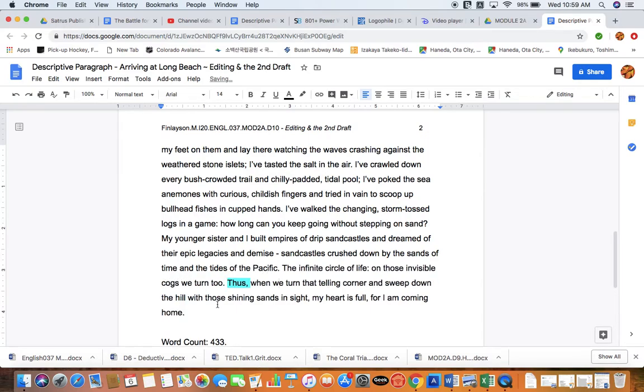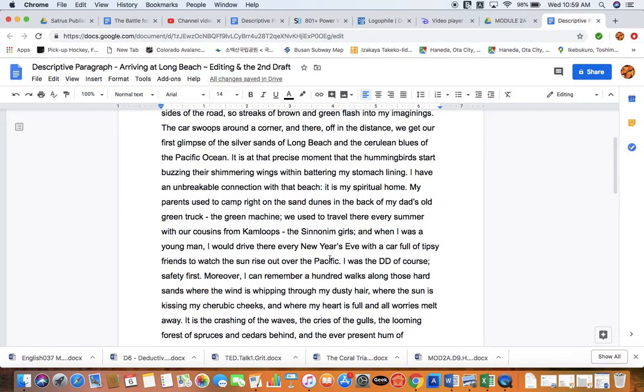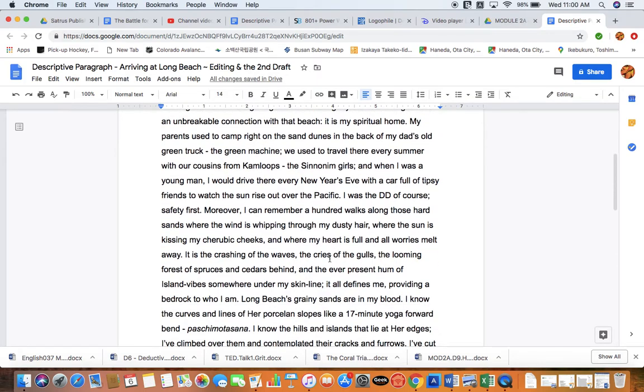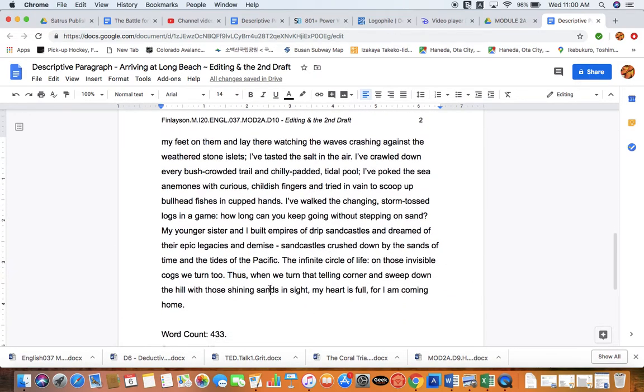Good. The infinite circle of life, on those invisible cogs we turn to. Thus, when we turn that telling corner and sweep down the hill with those shining sands in sight, my heart is full, for I am coming home. Good. One of the nice things about this paragraph is that it's got some similes, it's got some metaphors. It goes through a very clear descriptive section of memories of different things that I've done on the beach. But then at the very end, it circles back around to connect with the beginning.